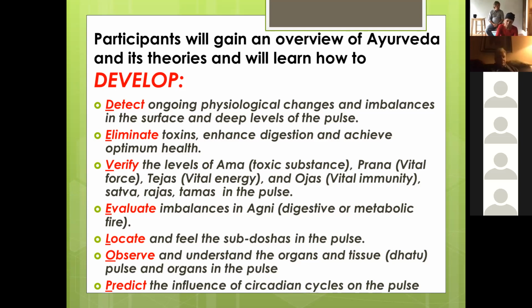Prana, vital energy, Tejas, vital force. Tejas is vital energy, prana is vital force, ojas is vital immunity, and sattva, rajas, tamas, the gunas, and everything we can learn through the pulse. Evaluate the imbalances of Agni, the digestive fire, the metabolic fire in the body, and how the Agni levels are. Agni is one of the important factors for maintenance of health.